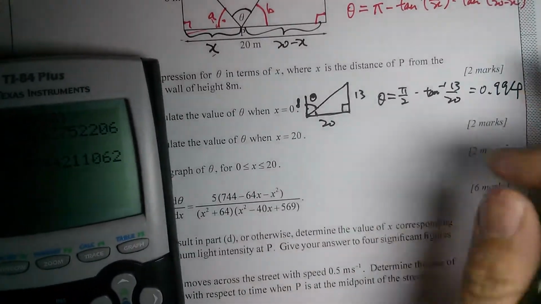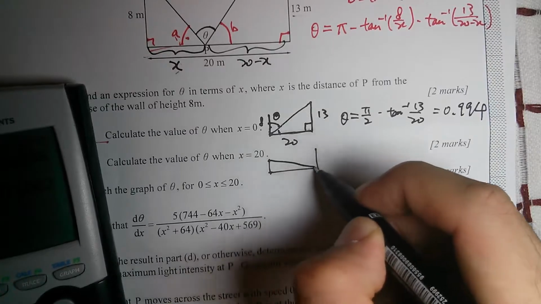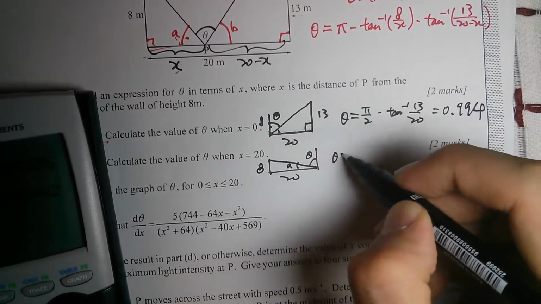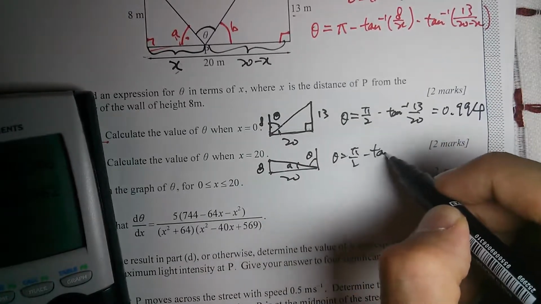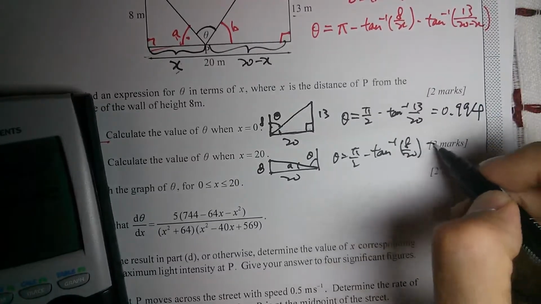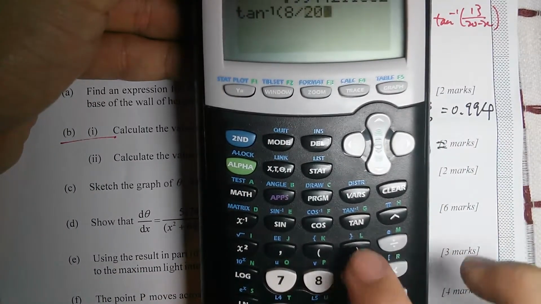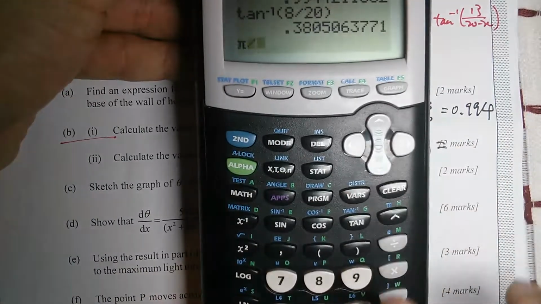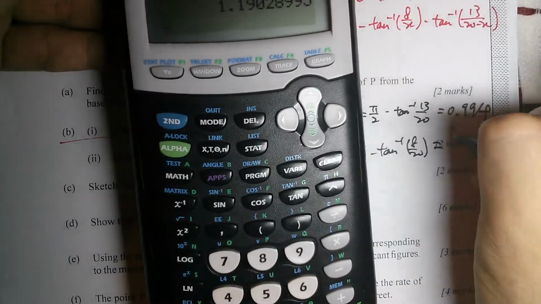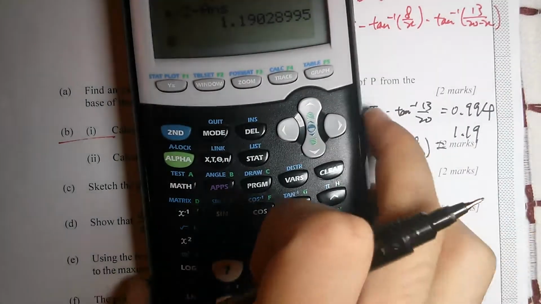Calculate the value when x is 20, so it's basically the direct opposite. This is 8, this is 20, this would be theta, so theta is pi over 2 minus arctangent 8 over 20. Let's see what that is. Pi over 2 minus arctangent 8 over 20, the answer is 1.19. Okay, so now we move on.